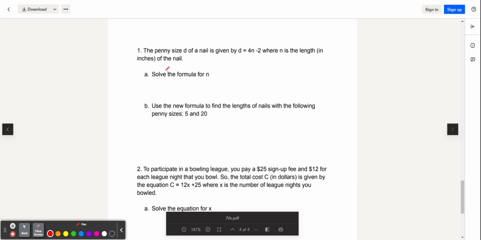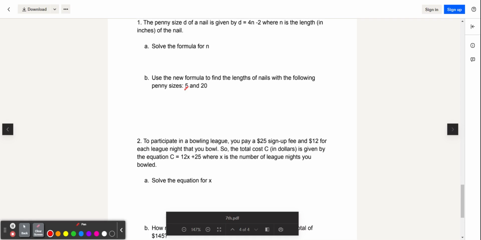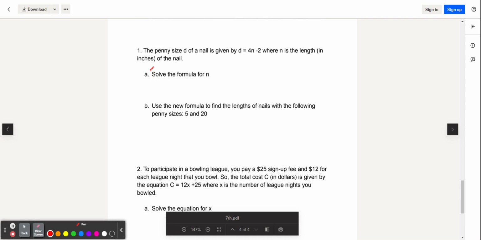Now, on the final page, we have 2 word problems. The first one says the penny size d of a nail is given by d equals 4n minus 2, where n is the length in inches of the nail. Solve the formula for n.